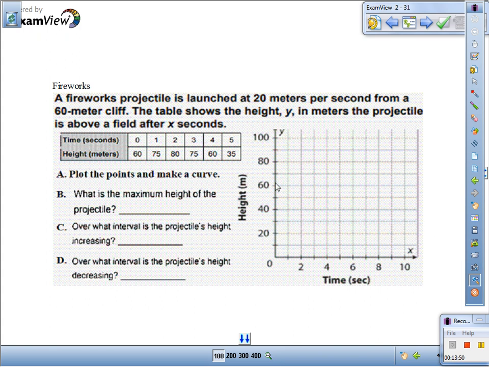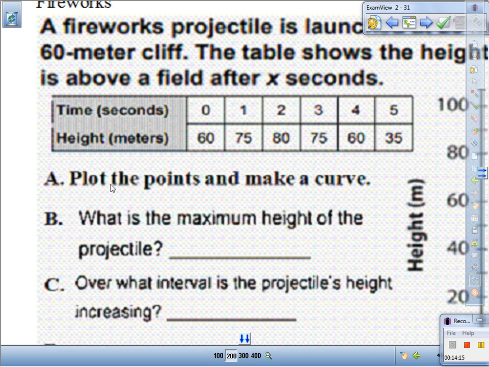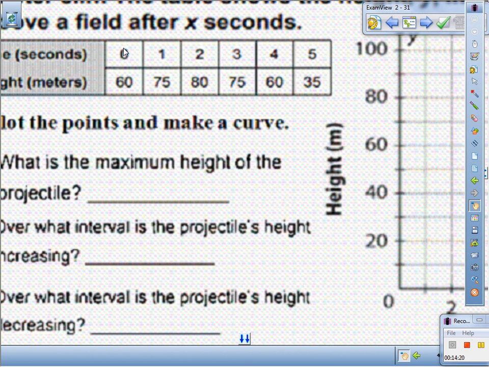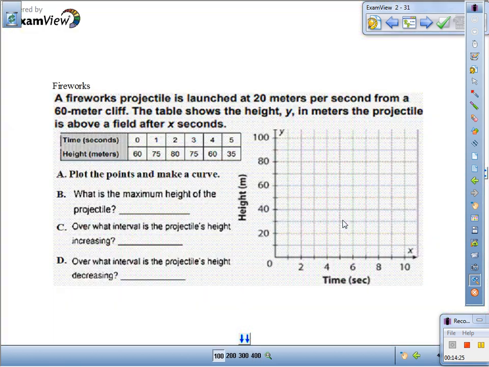It says, a fireworks projectile is launched at 20 meters per second from a 60-meter cliff. The table shows the height y in meters of the projectile above the field after x seconds. Here's the table, and look at the instructions. Part A, plot the points and make a curve. I want you to do that, please. These are your coordinates. Plot me the points and make a curve, please. I'll give you a head start.